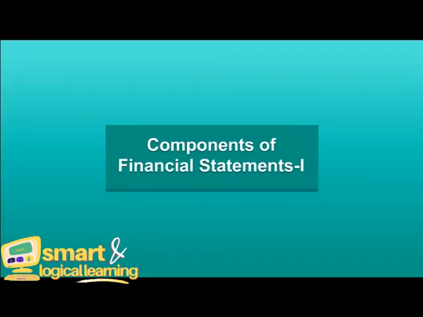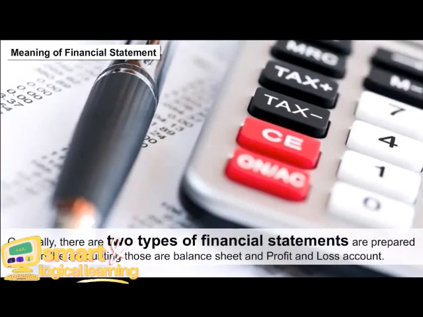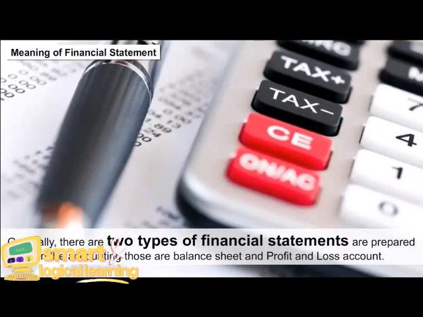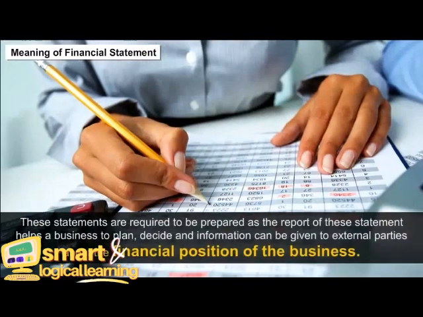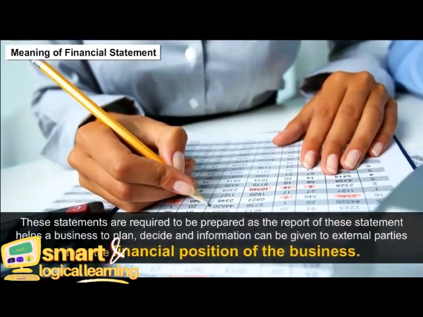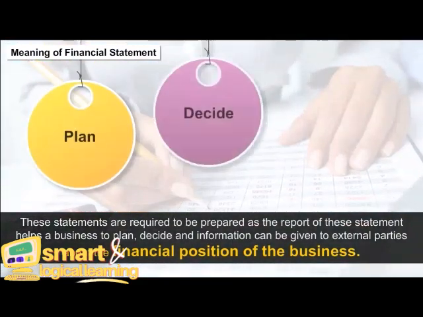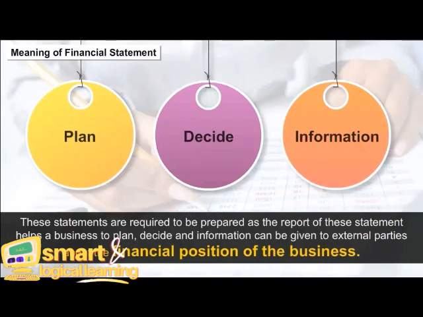Components of financial statements. Generally, there are two types of financial statements that are prepared in the accounting. Those are balance sheet and profit and loss account. These statements are required to be prepared as the report of these statements helps a business to plan, decide, and information can be given to external parties about the financial position of the business.